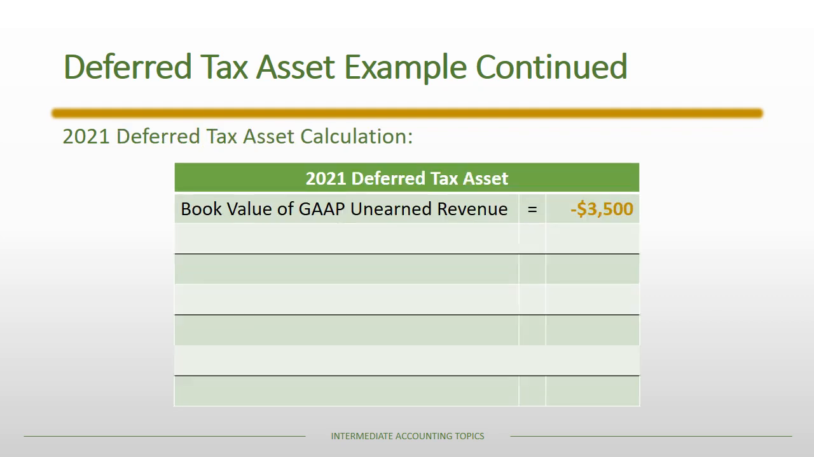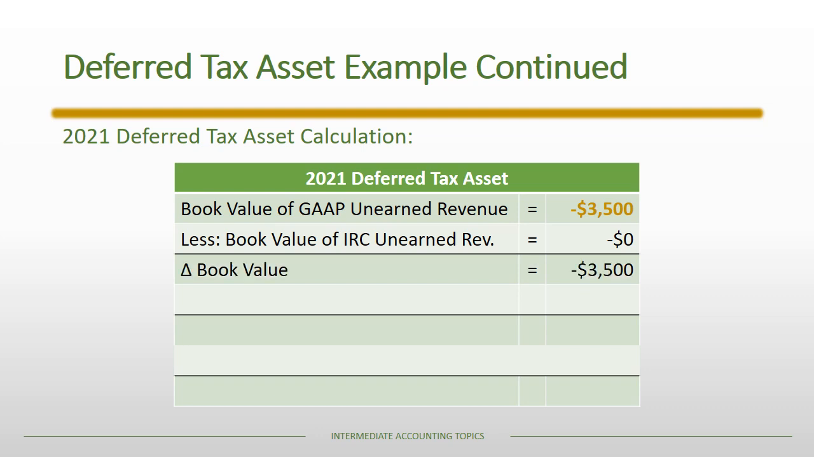Same framework we've been using all along. The book value of the GAAP unearned revenue at this point in time would be $3,500. Again, it's negative because this is a liability. There is no liability under the Internal Revenue Code. Therefore, the difference in book value is a negative $3,500. Now, this is a cumulative income effect because now, of course, there are 2 years that we've been dealing with this issue. We apply the tax rate, and that gives us the new balance for the deferred tax asset.